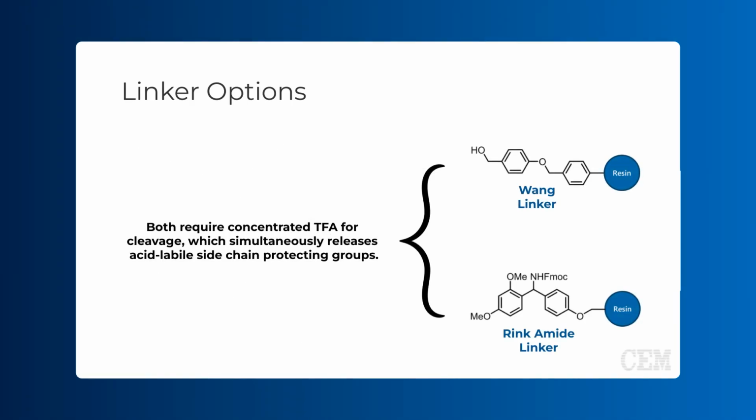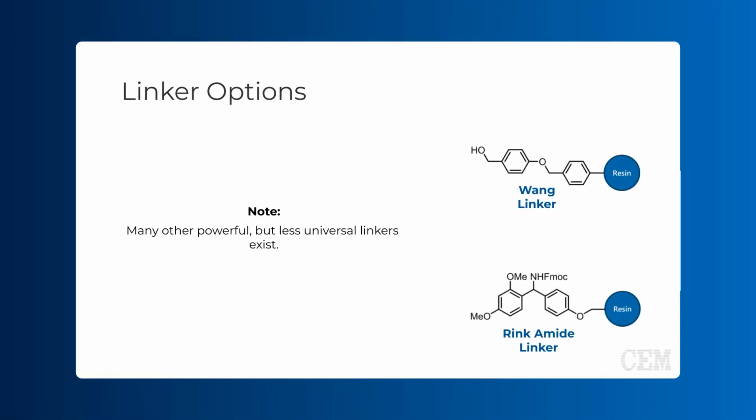Both the Wang linker and Rink amide linker require a concentrated TFA solution for cleavage. This treatment, aside from releasing the peptide from the resin and linker, also removes any acid-labile protecting groups from the amino acid side chains. There are also specialized linkers such as SEAL, 2-chlorotrityl, or HMBA, which allow selective cleavage under mild conditions or facilitate fragment-based assembly strategies. These options are powerful, but they tend to be more expensive and less universal.